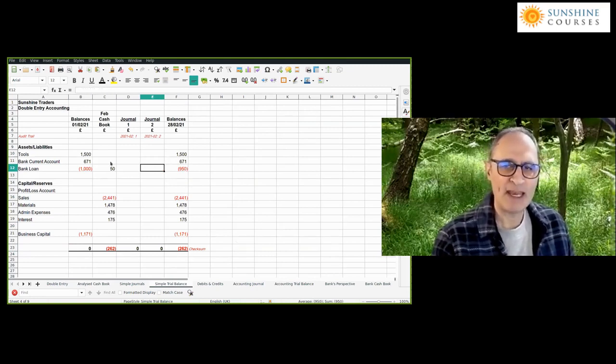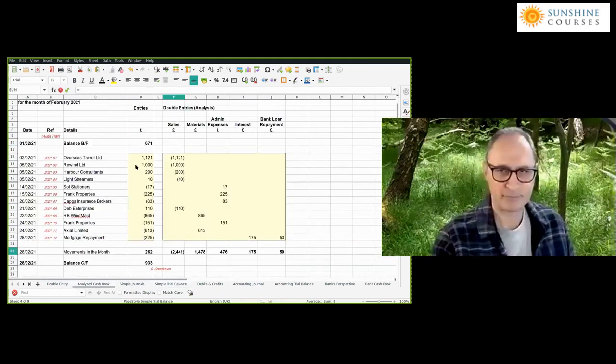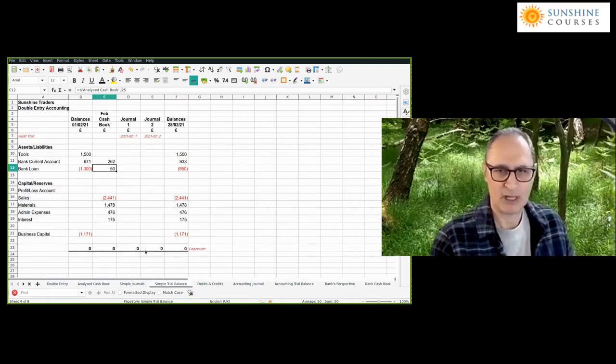But look, I haven't yet done my double entry, because the checksum, the total of the journal, does not tally. That's because I haven't yet recorded the bank entry, the bank total, the other side of the double entry, which is this figure here. So let me record that now. And the figures now add up correctly.